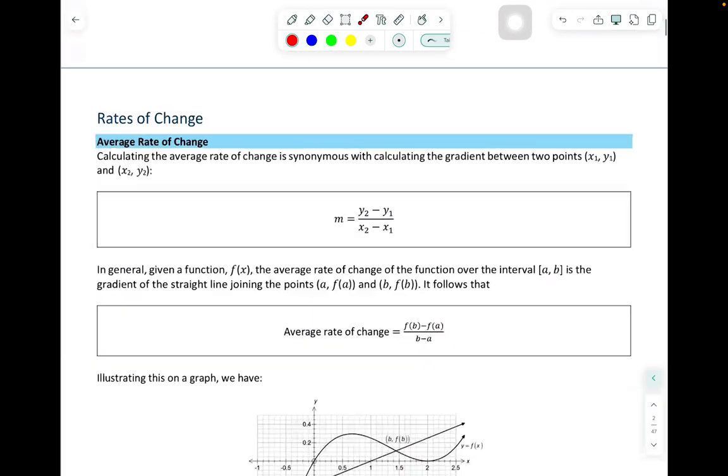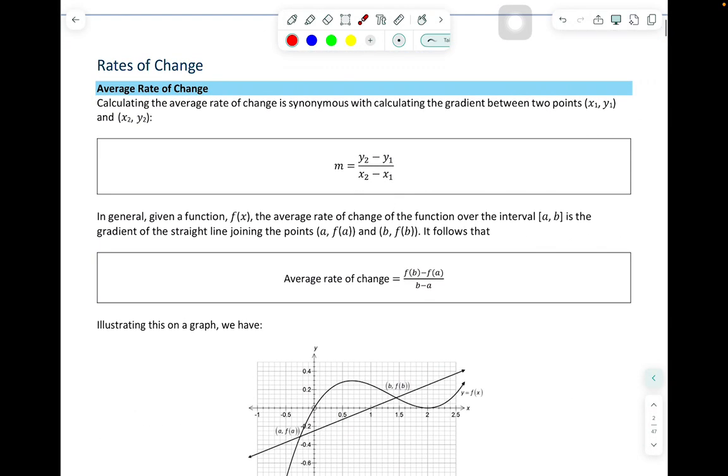The first concept that we're going to go through in this video is about rates of change, and particularly this terminology called average rate of change. Now, we are introducing these new concepts or new terminology, so it's important that we know and understand what it ties back to from our previous knowledge.